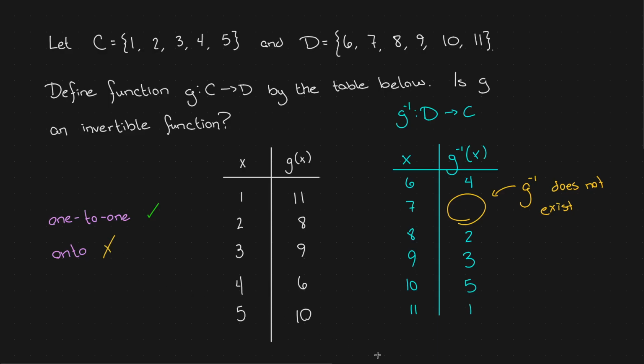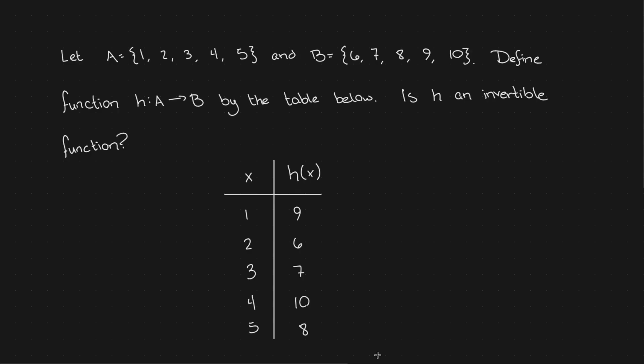So we have two criteria now. In order for a function to be invertible, we know it needs to be one-to-one, and we know it needs to be onto. Let's look at one more example. Let set A be the set of numbers 1 through 5. Let set B be the set of numbers 6 through 10. We're going to define a function h that maps A into B as defined by this table. So is h an invertible function?